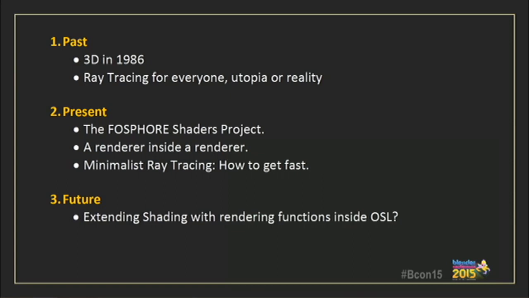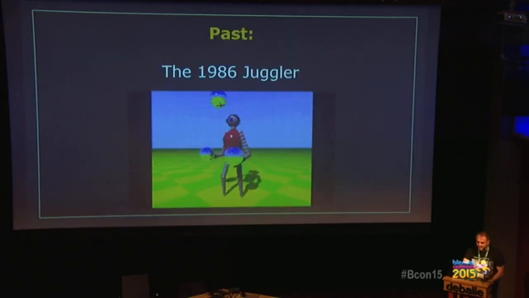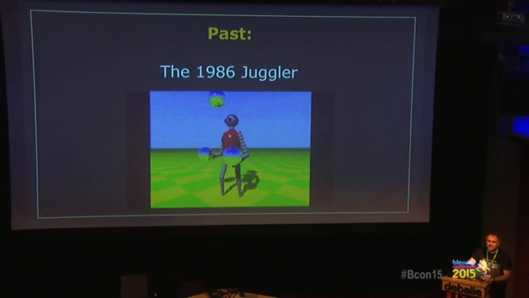We talk about what it changed in 3D, how I came to remake the Juggler, why, and also a little bit about programming for being fast and not really efficient. And what is the future? We don't know yet. So in 1986, the Juggler happens.